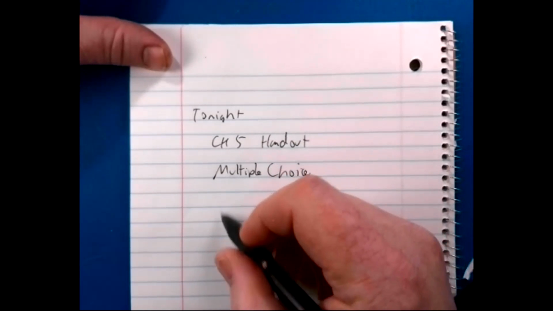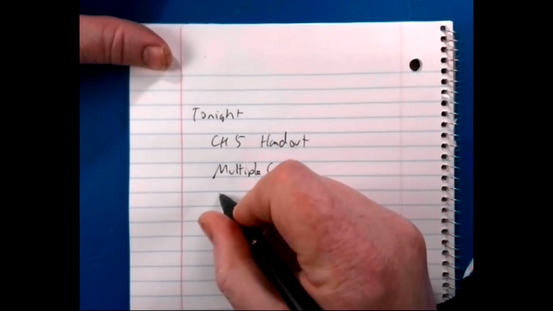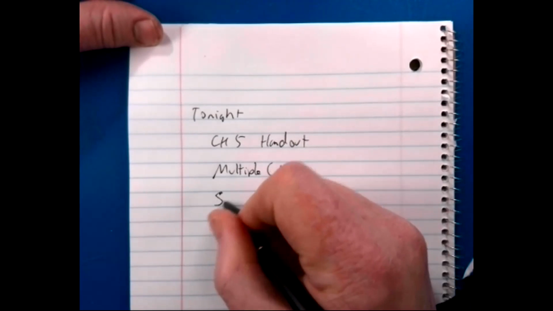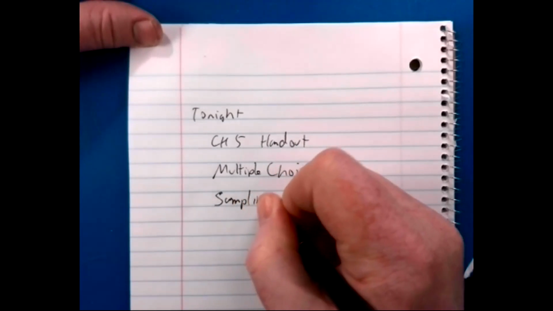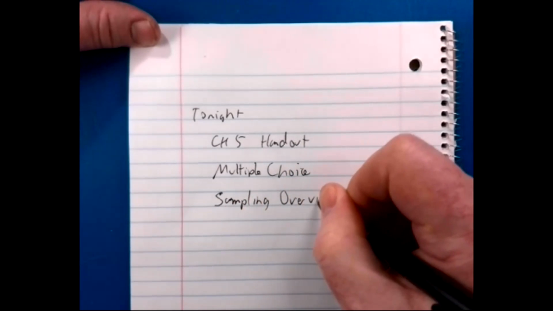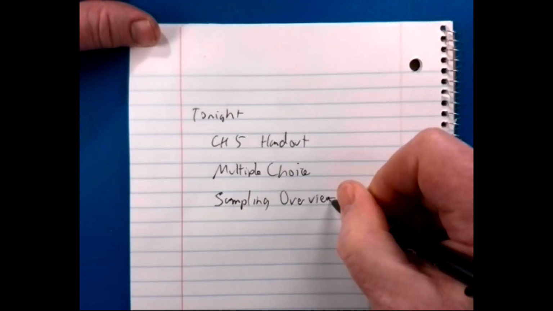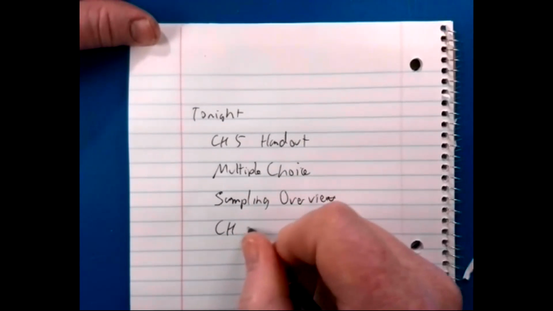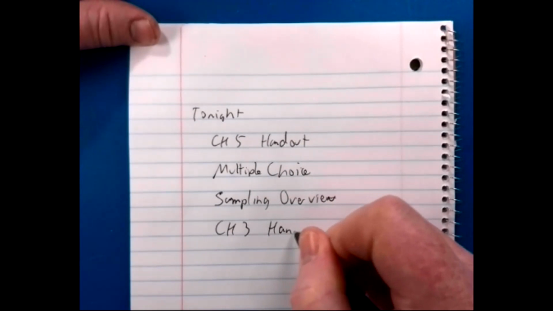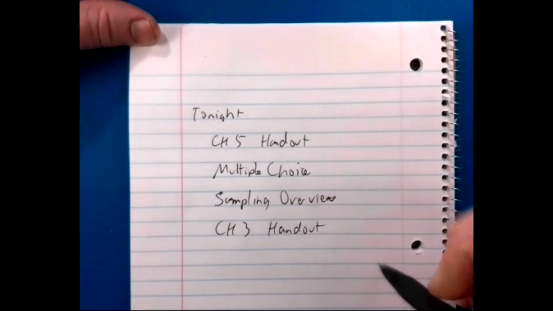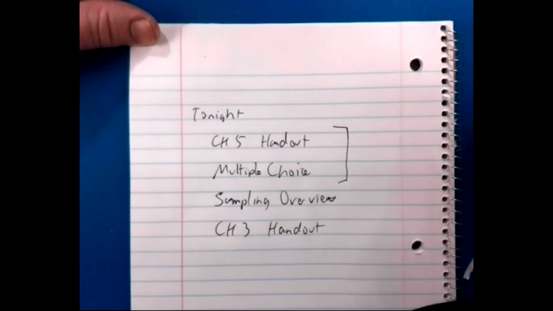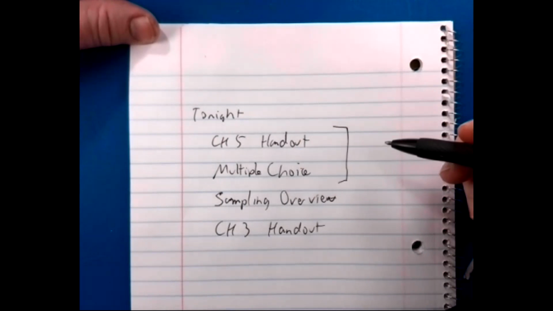And then sampling overview, and Chapter 3 handout. This might be a little ambitious, but we'll see what we get through. Once we get through these two, that'll pretty much finish it off for Chapter 5.